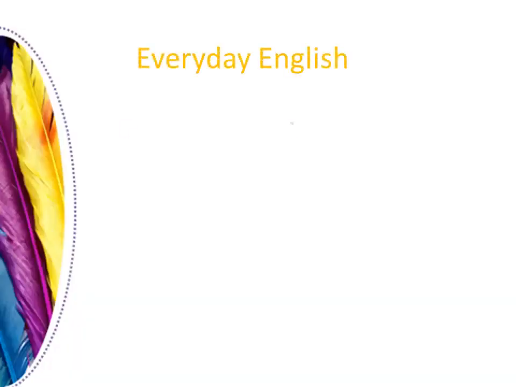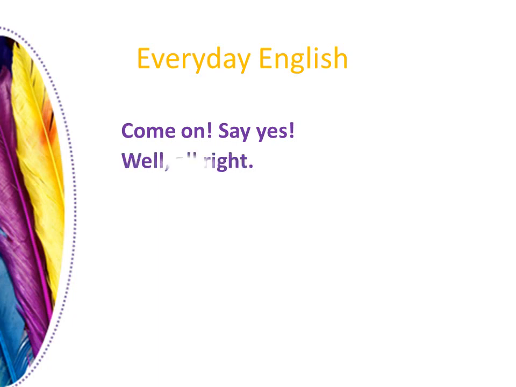Now, everyday English, we have here these expressions. Come on, say yes. We use this expression when we want to persuade someone to agree. So we say, come on, say yes. Another expression, well, alright, when you agree to do something, you say, well, alright, or okay.